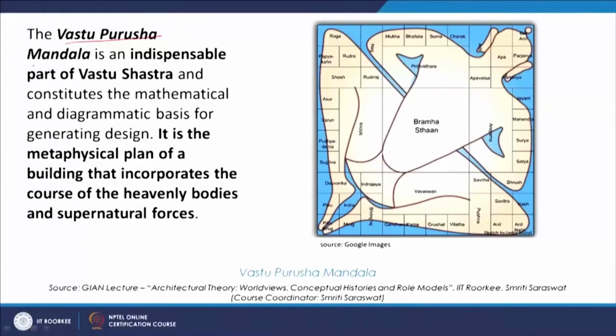Talking about Vastu Purush Mandala, it is also a sort of a system that helps us understand a building in its metaphysical form, and then try to also have associations with the supernatural powers and the energy points. So Vastu Purush Mandala is an indispensable part of Vastu Shastra, and it is the metaphysical plan of a building that incorporates the course of the heavenly bodies and supernatural forces.